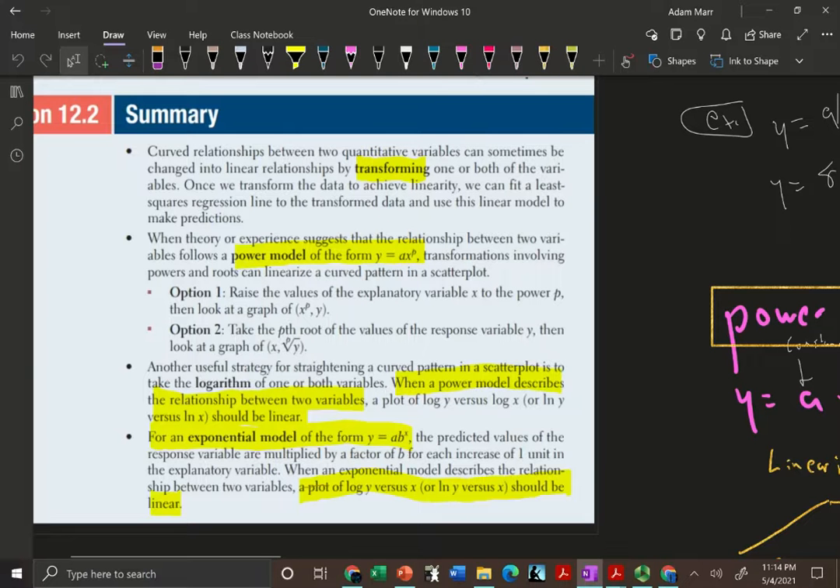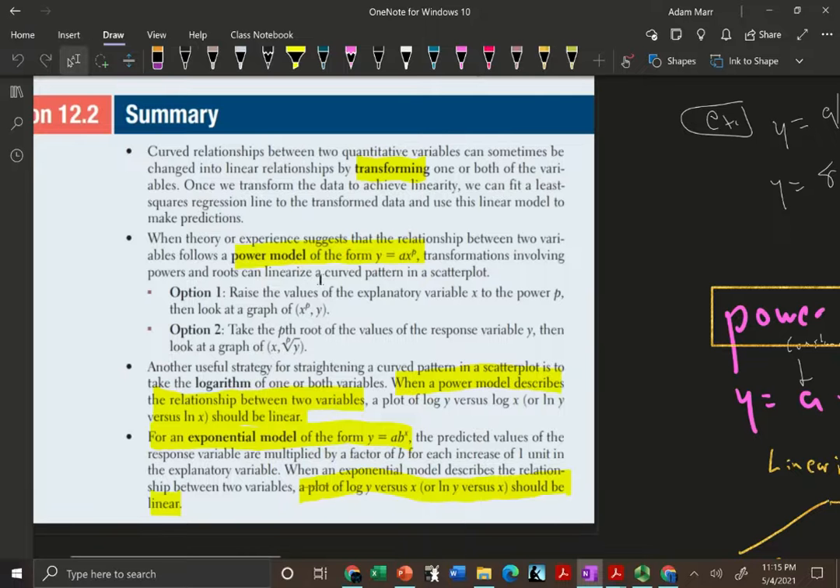Okay, so we have some curved data and we want to transform it to achieve linearity. That way we can properly make predictions. When theory or experience suggests that the relationship between two variables follows a power model of the form y equals ax to the p, and like I said in class, p is a constant, so that could be a quadratic, a cubic, a quartic, something like ax squared, ax cubed, ax to the fourth, something like that.